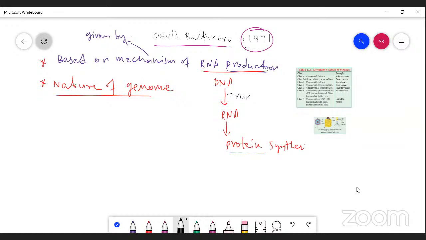Again, RNA is reconverted to DNA. That is called reverse transcription.